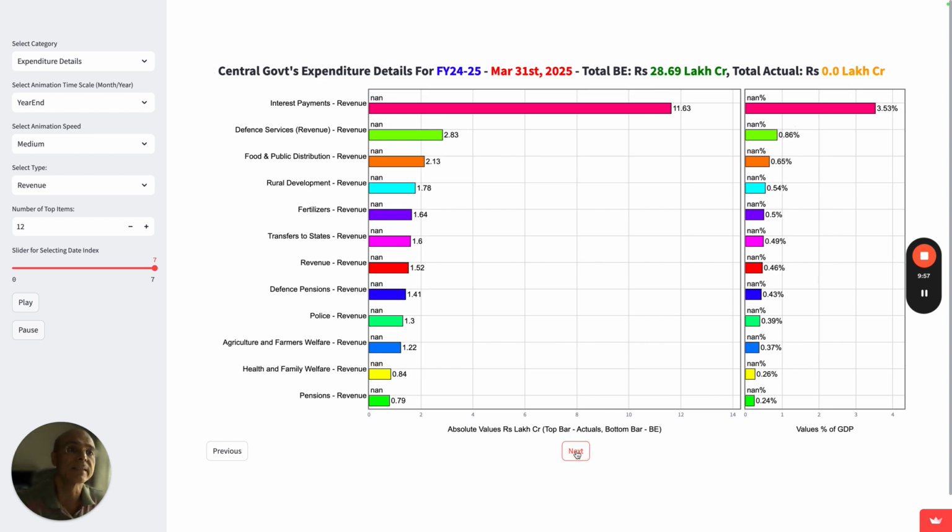Now, if I do next, which is 31st March 2025, here I do not have the actual number, so I have to rely on the budgetary estimate. You can see that the interest payment is now 3.53% of the GDP, whereas the central government pension number has gone down to 0.24% of the GDP, whereas the defense pension is now at 0.443% of the GDP.